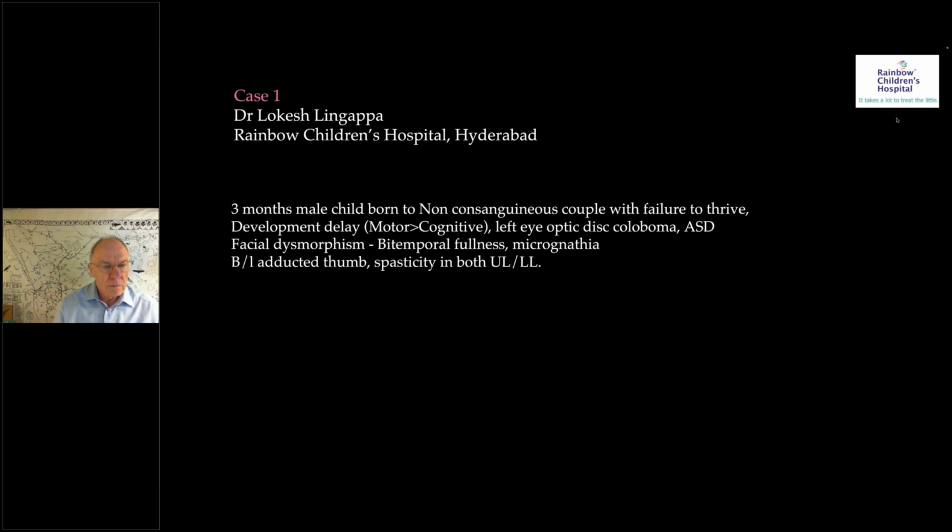Good evening, sir. It's a 3-month-old male child born to non-consanguineous couple who had failure to thrive and developmental delay, motor more than cognitive. The child also had a left eye optic disc coloboma and a very small atrial septal defect, not causing any congestive heart failure. Facial dysmorphism, bitemporal fullness and micrognathia were present. The child also had bilateral adducted thumbs and spasticity in both upper and lower limbs, but DTR were absent. Like lower limbs and upper limbs were tight, DTR were absent.